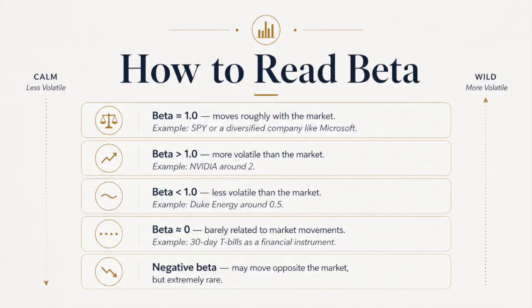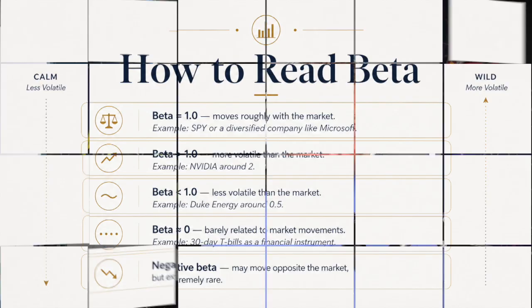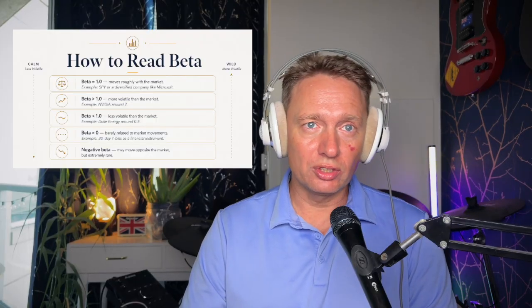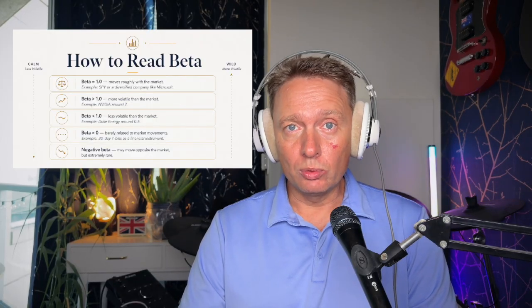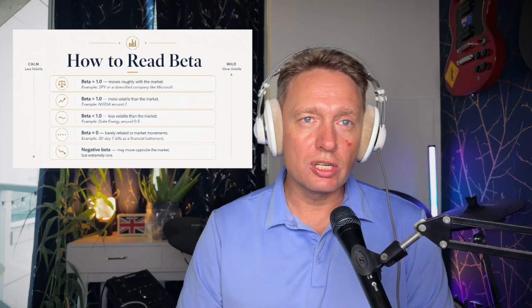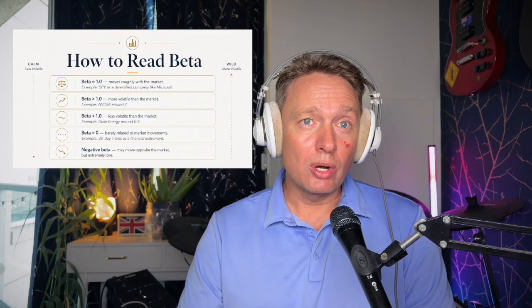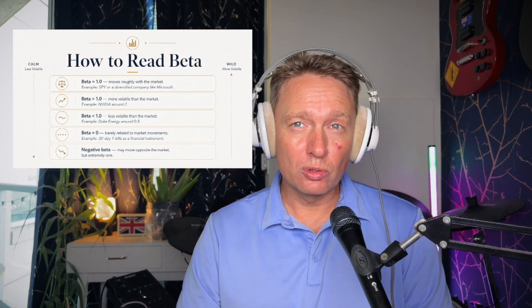Here are some examples with basic beta levels. So beta 1.0 moves roughly with the market. An example would be a broad ETF like SPY, for example, or a large diversified company like Microsoft. They would have a beta close to 1. Beta greater than 1, specifically beta around 2, would be NVIDIA, much more volatile than the market, higher upside, higher downside. A beta less than 1 would be something more conservative like Duke Energy or other counter-cyclical companies.